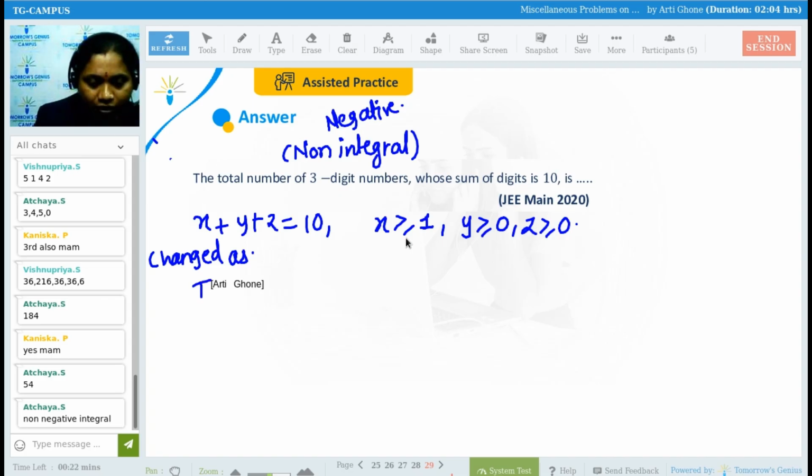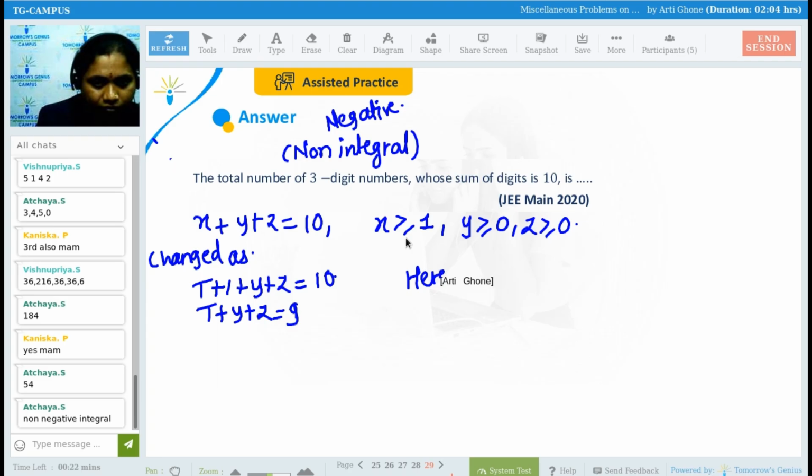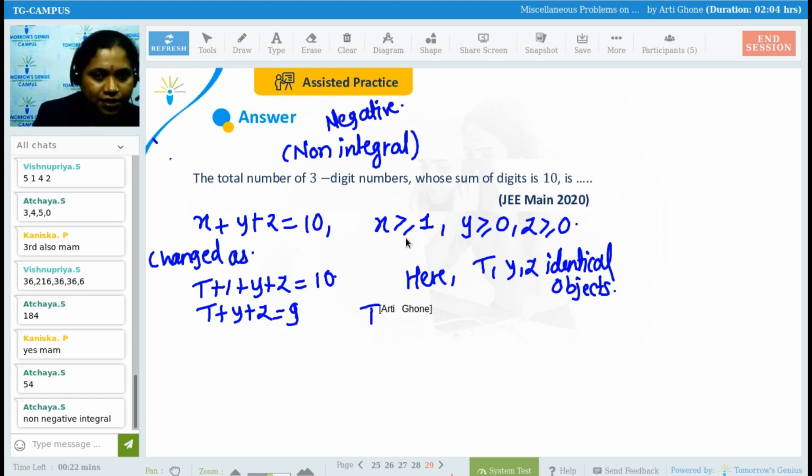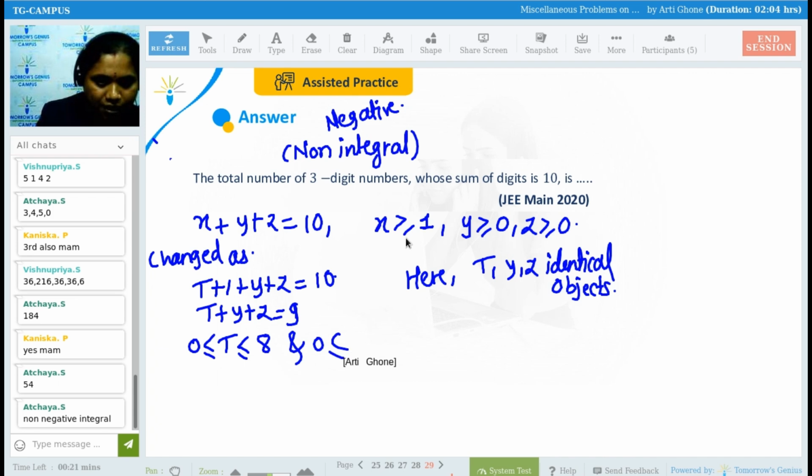So what is the answer? If I sort that one out, t plus 1 plus y plus z is equal to 10. Then t plus y plus z is equal to 10 minus 1, that is 9. And here t, y, z are identical. Clear? Identical kind of objects starting from 0. Okay. Now, if you see that objects are identical, here the value of t lies as 0 is less than or equal to t is less than or equal to 8, and 0 is less than or equal to y and z is less than or equal to 9. Clear now?